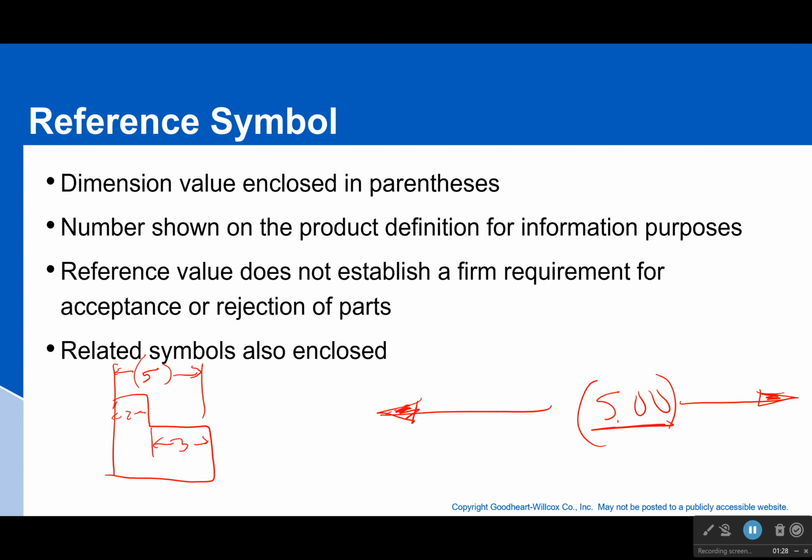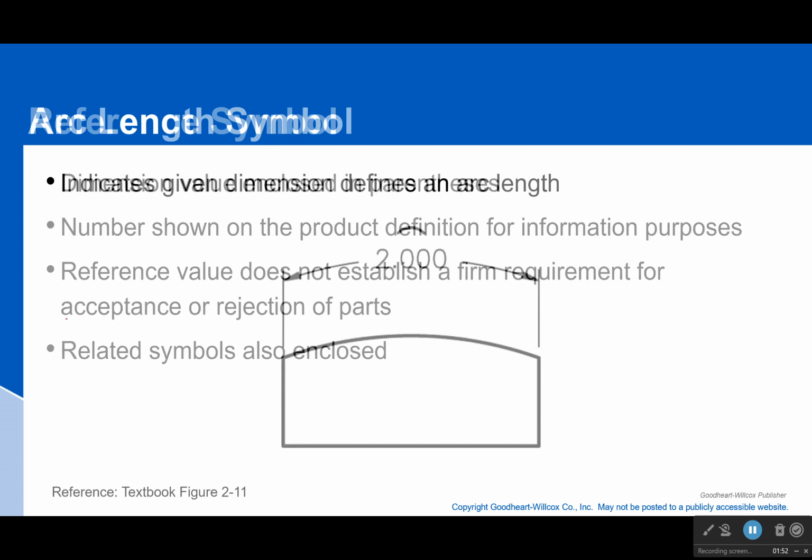Parts get really, really complex. You can sometimes need reference dimensions, especially if you have a whole lot of different planes going down, with all dimensions for all these. You might want to give them the sum of all those, just to save them some time. Remember, it doesn't actually create a requirement for acceptance or rejection of the part, okay? It's just there to be nice.